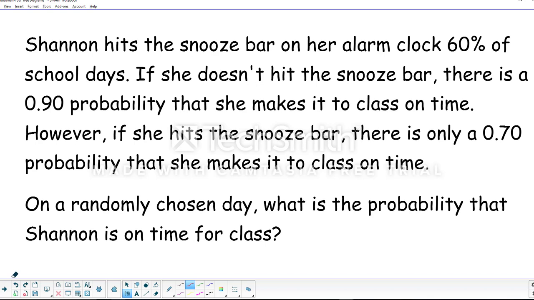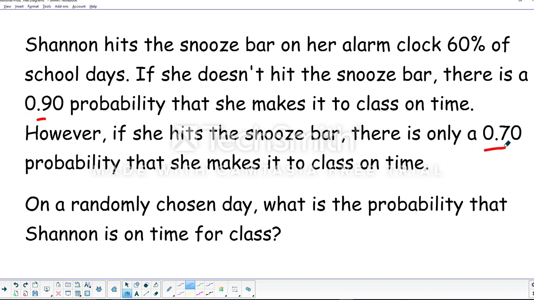But if she doesn't hit the snooze bar, there is a 90% chance that she makes it to class on time. However, if she does hit the snooze bar, there's only a 70% chance that she makes it to class on time. So if we were to randomly select a day, what is the probability that Shannon is on time for class?